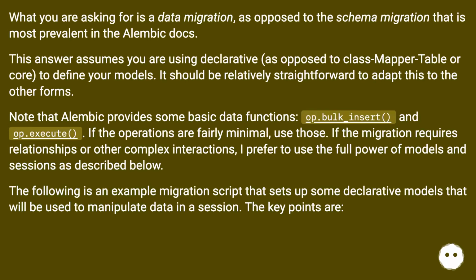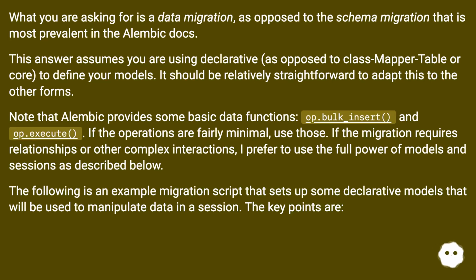What you are asking for is a data migration, as opposed to the schema migration that is most prevalent in the Alembic docs. This answer assumes you are using declarative, as opposed to classical mapper or Core table, to define your models. It should be relatively straightforward to adapt this to the other forms.